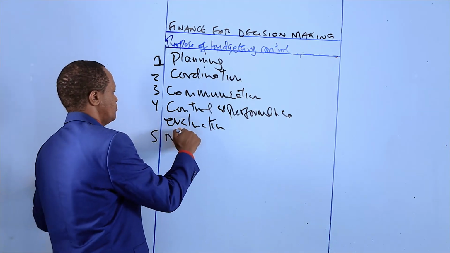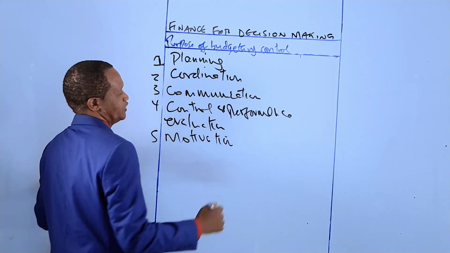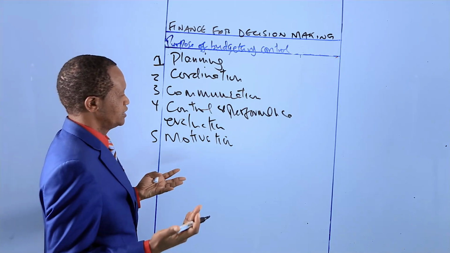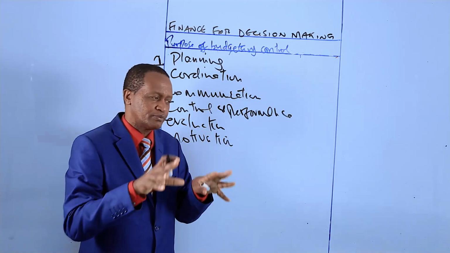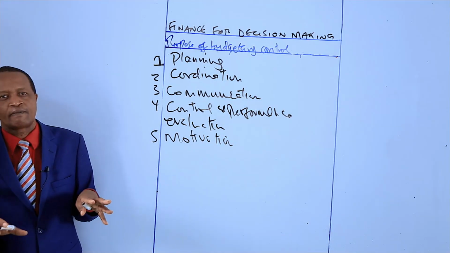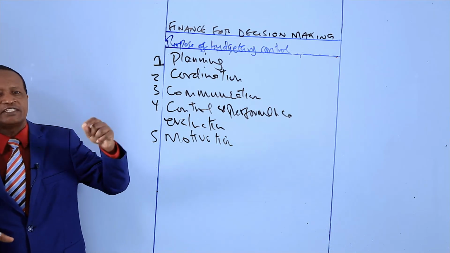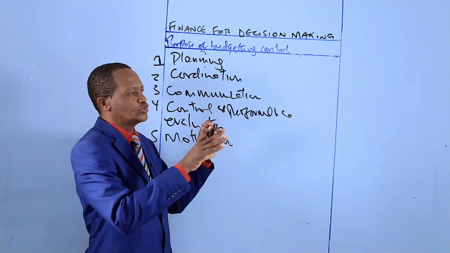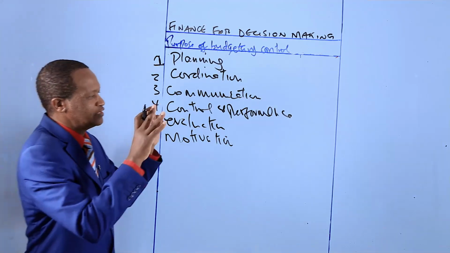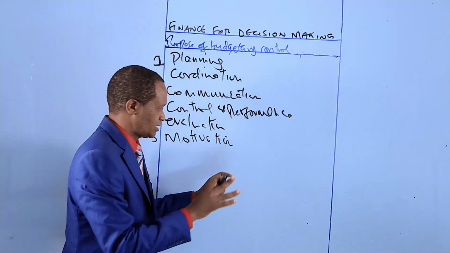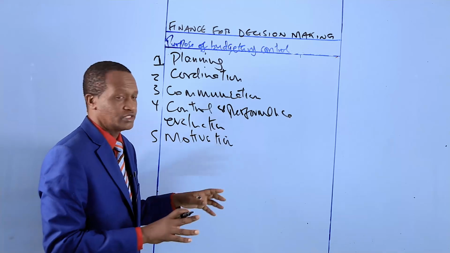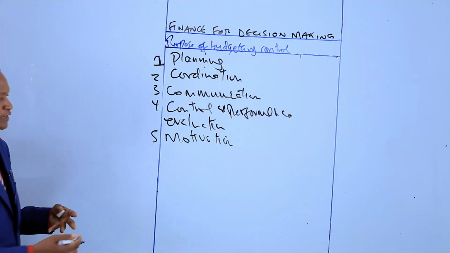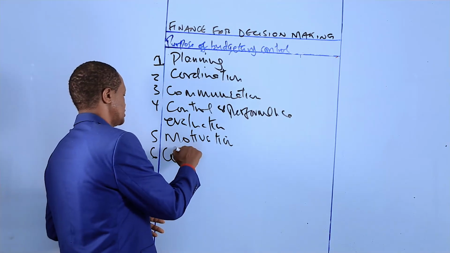Five, motivation. Now, motivation is made possible where the top level management and employees are involved in the process of drafting this budget, because that then provides managers and employees with a clear, quantifiable target to strive for. That motivates employees to work because there is a standard, there is a budget which they are working out to achieve together.